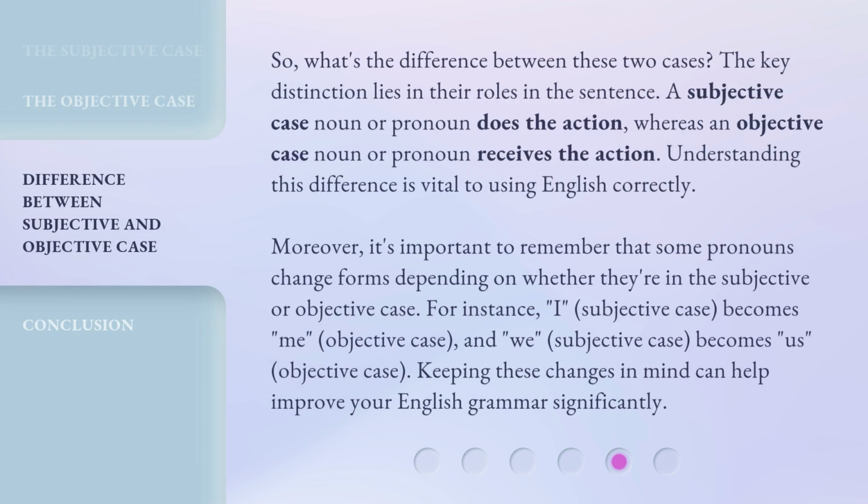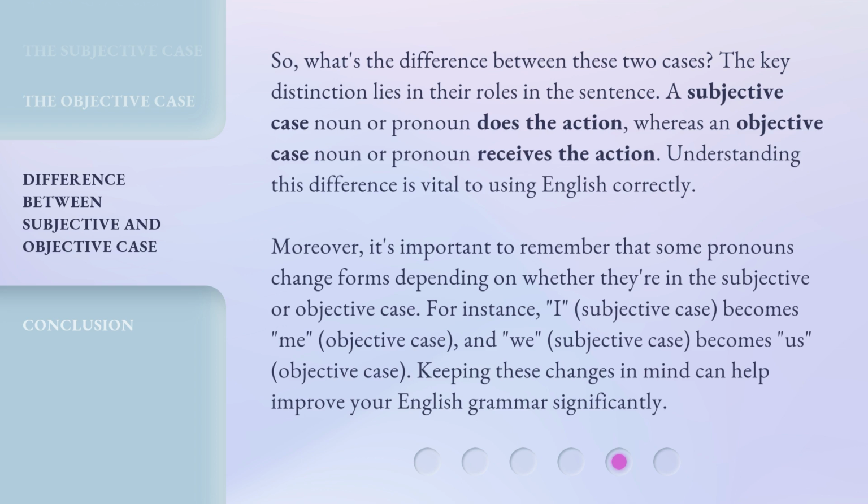So, what's the difference between these two cases? The key distinction lies in their roles in the sentence. A subjective case noun or pronoun does the action, whereas an objective case noun or pronoun receives the action. Understanding this difference is vital to using English correctly.